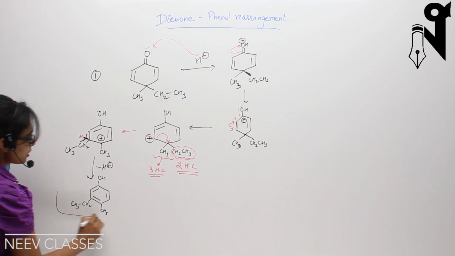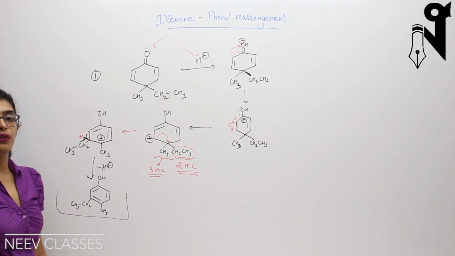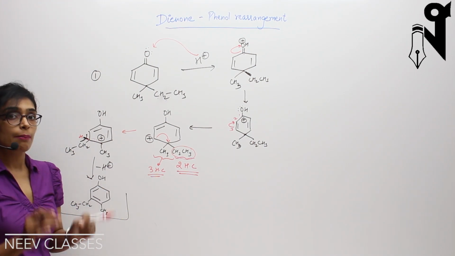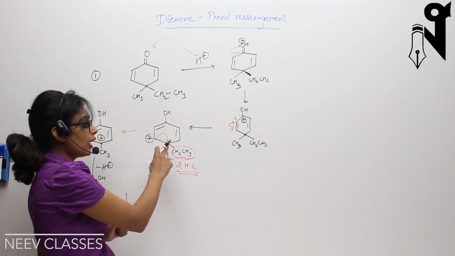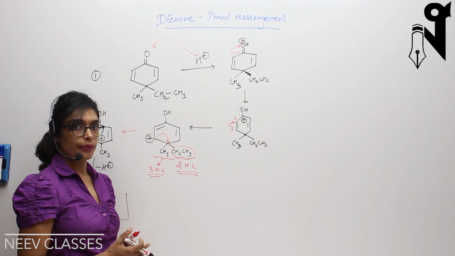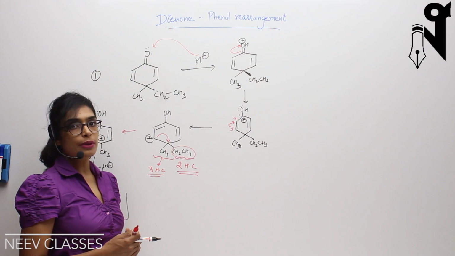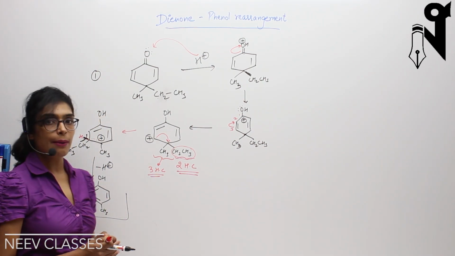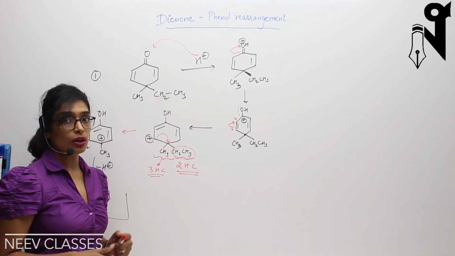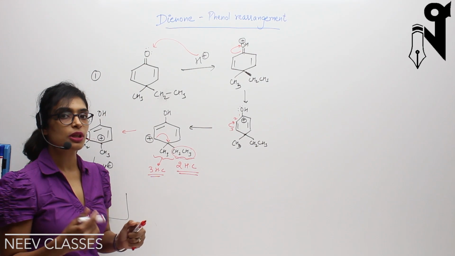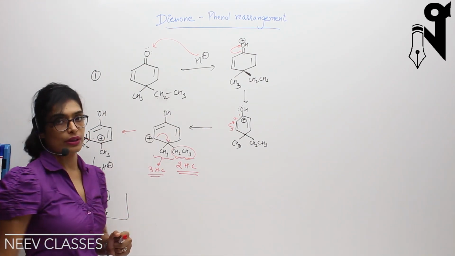So this is how the migration of a group will happen when there are two different groups present over here. You have to see that the plus charge should stay with the group which will make the carbocation more stable. Okay, so we have many other good examples to discuss for dienone phenol rearrangement. I'll write down some questions, try them on your own, and then we will discuss the solutions, and those questions will give you much more clarity about how to apply this concept. Okay.